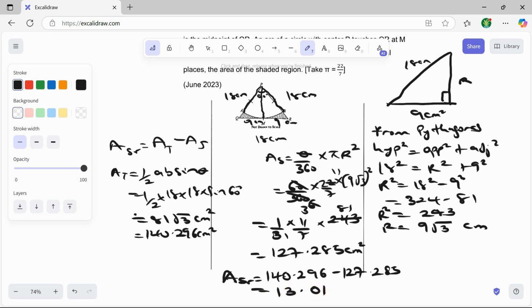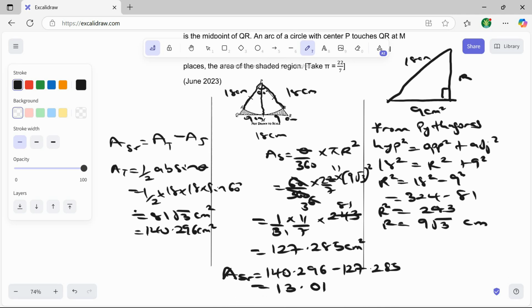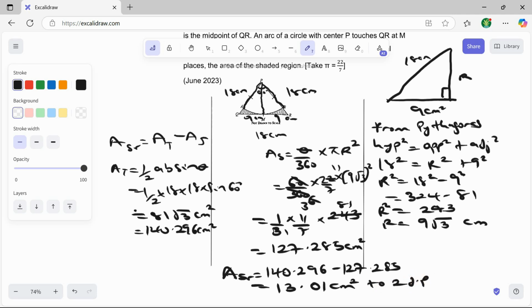Let me see, did they tell us to do it to any decimal place? So to 2 decimal places, so 13.01 centimeter squared to 2 decimal places. So this is how we actually solve this particular question.